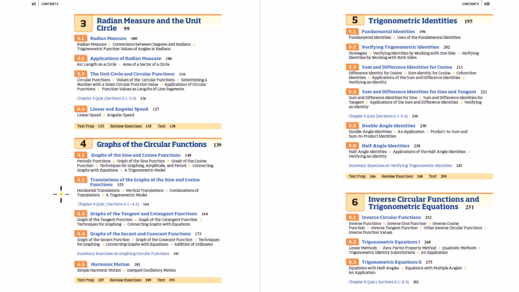So now in this section, we're going to bring everything together. We're going to add in the potential for horizontal and vertical translations. And so this will complete the full analysis of the sine and cosine functions.